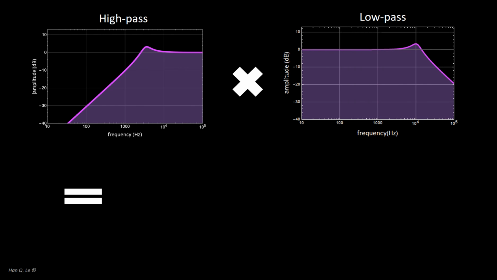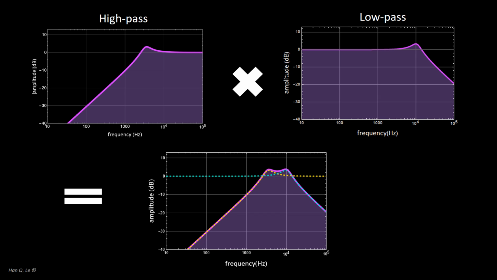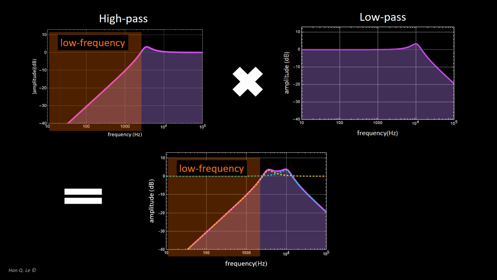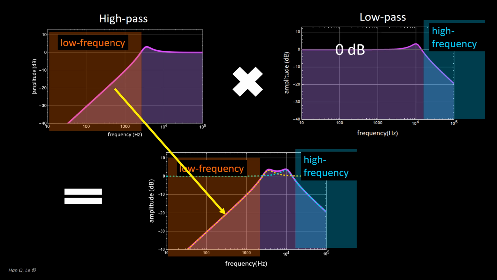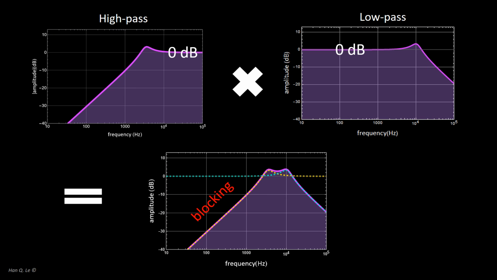On the log scale, a product becomes a summation. Hence, on the low frequency side, as the low-pass response amplitude is 0 dB, the total response is simply that of the high-pass slope. On the high-frequency side, the response of the high-pass is 0 dB, hence the total response slope is that of the low-pass. The net result is a filter that blocks both high and low frequencies, allowing only a middle frequency range, hence, it is a band-pass filter.